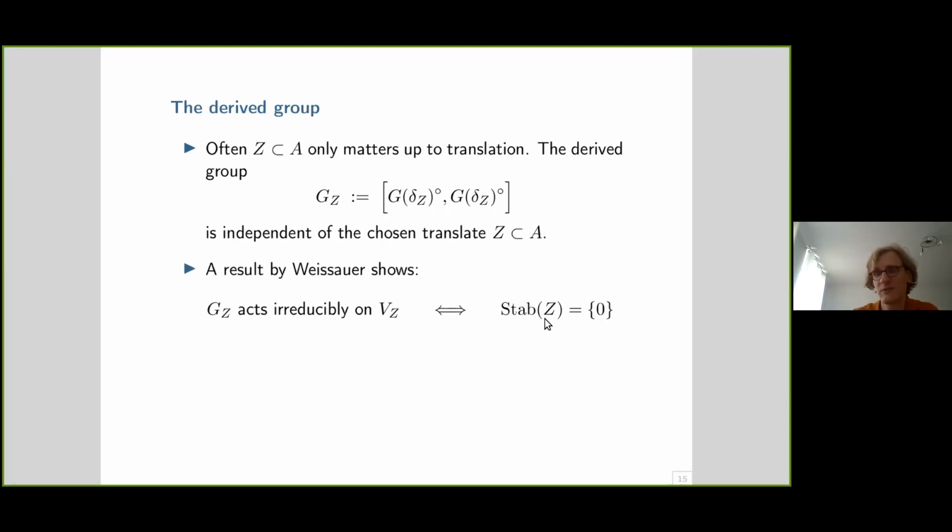So just to compare with what we had before: we had said that the representation is non-trivial if and only if the stabilizer is finite. Now, for having this irreducibility, we want the stabilizer to be trivial. But you see, once you have a finite stabilizer, then you can always get this condition by passing to direct images under an isogeny. So up to isogeny, this condition comes for free.